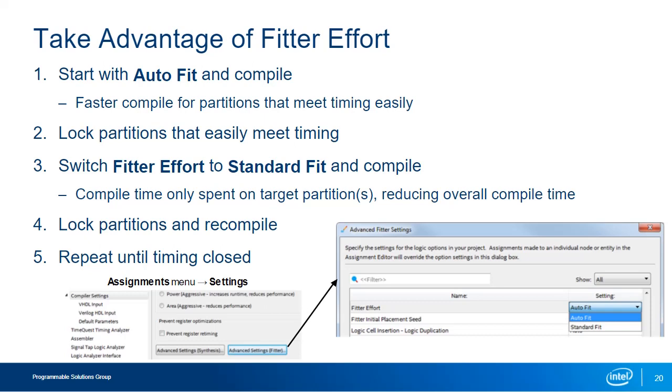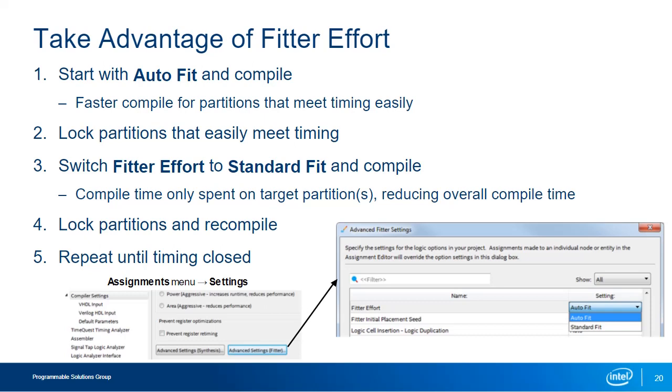Finally, besides or along with hierarchy isolation, you can make use of fitter effort. By default, the fitter effort setting in the project's advanced fitter settings is set to auto fit. This setting runs the fitter until the design meets timing or until the fitter decides that it can't both place the design and meet timing with the current design seed. The auto fit setting should be sufficient to close timing on design partitions that easily meet timing.